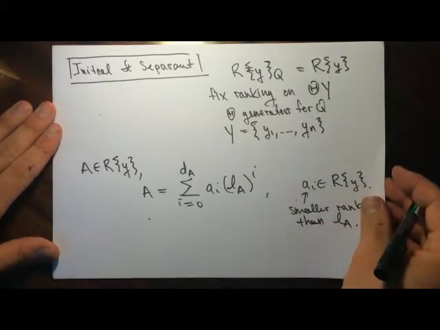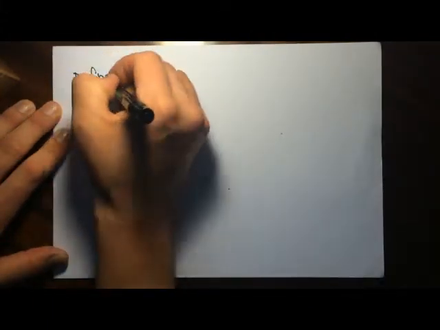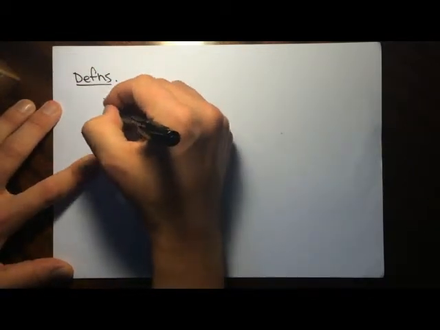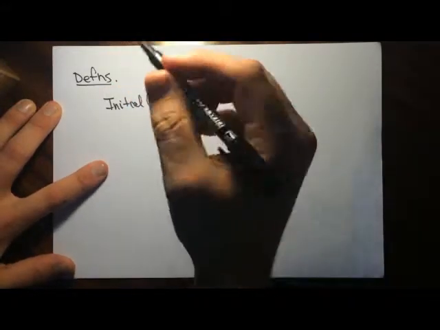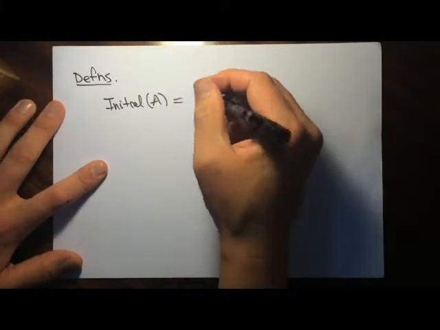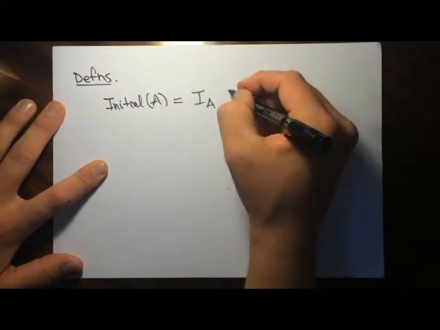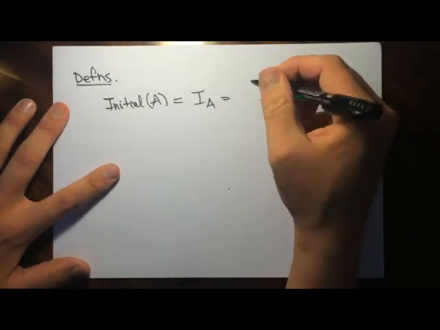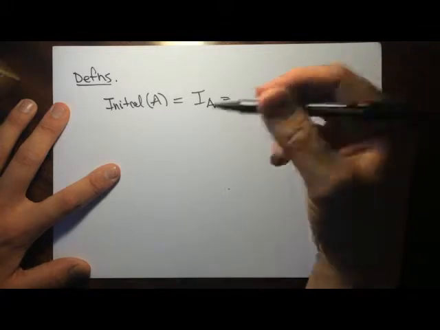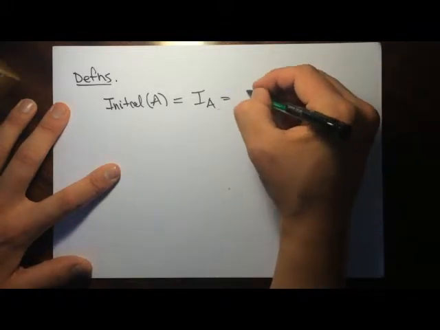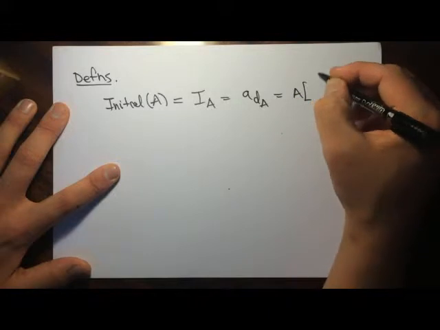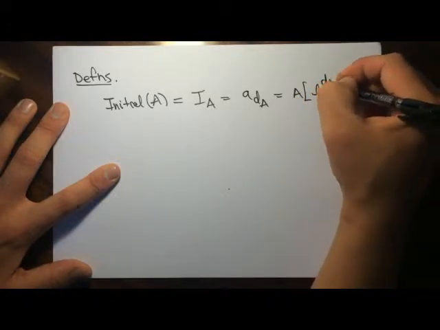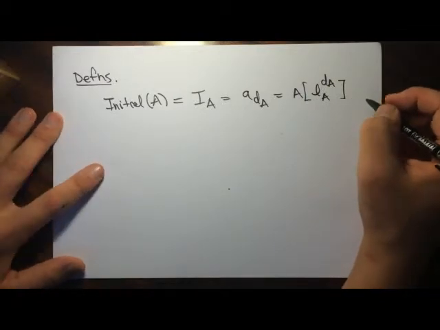Okay, and now I'm going to make some definitions. The definition I want to say is that the initial of A, with respect to the ranking, since we fix the ranking, is sometimes called I of A. This is equal to the term in front of the leader to the highest power. So this is equal to A_dA, and this is also equal to the coefficient of the leader of A to the degree of A. This is the notation for the coefficient.